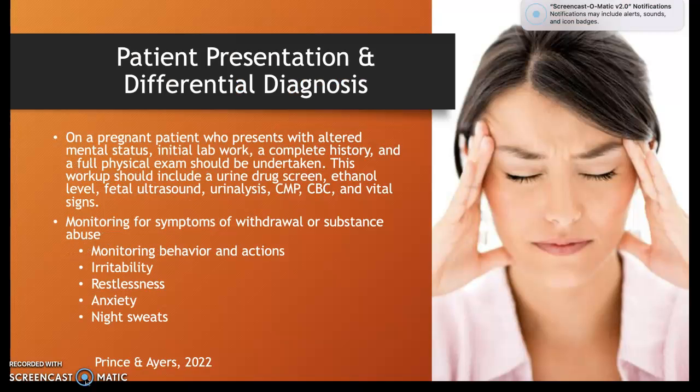Patient presentation as well as differential diagnosis. On a patient who presents with altered mental status, initial lab work, a complete history, and a full exam should be undertaken. This workup should include a urine drug screen, ethanol level, fetal ultrasound, urinalysis, CMP, CBC, and vital signs. Monitoring for symptoms of withdrawal or substance abuse is important as part of patient presentation, such as monitoring behavior and actions, irritability, restlessness, anxiety, and night sweats.